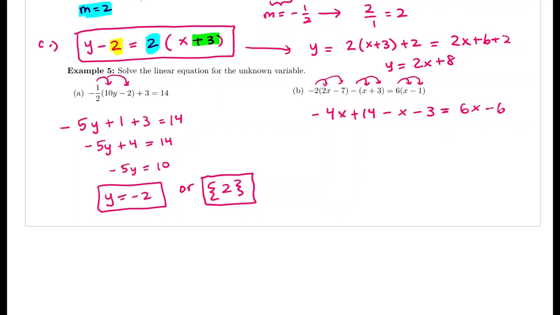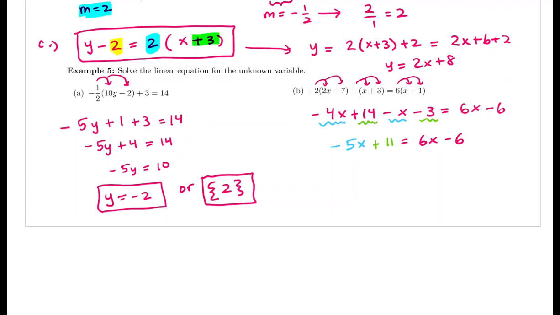And from here, I'd like to combine like terms. So here I have -4x minus x. That's going to be minus 5x. And then I have positive 14 minus 3. That's going to be, let's see, plus 11. And then on the other side, I don't have any like terms, so I'll leave it as 6x minus 6.